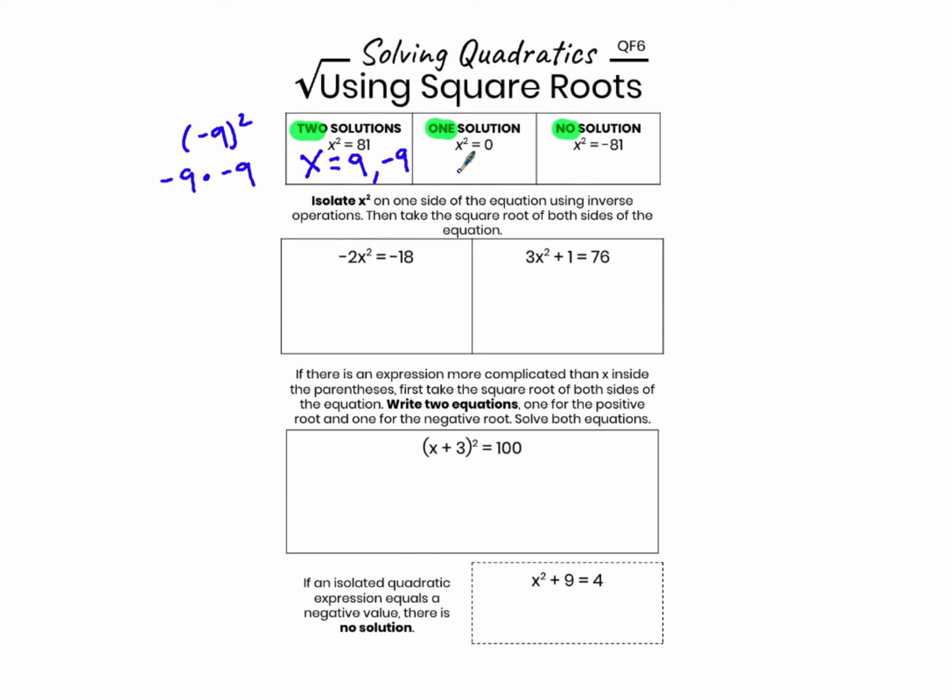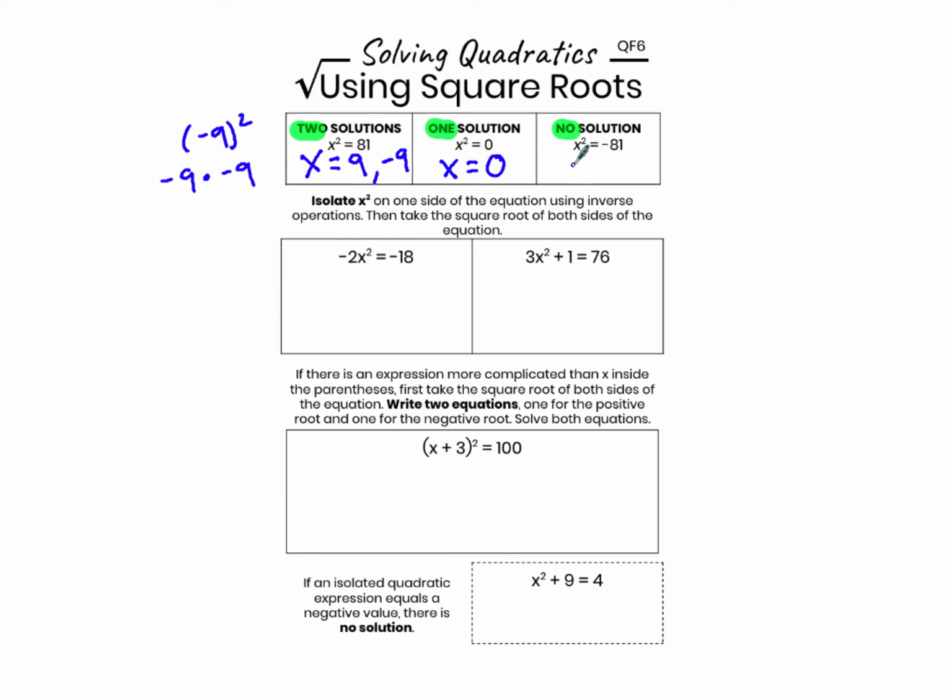X squared equals 0 is an example of a quadratic equation with only one solution, only one value of x that makes it true. The only value of x that I can plug into this equation and get a true statement is x equals 0. 0 squared equals 0. That is the only solution.